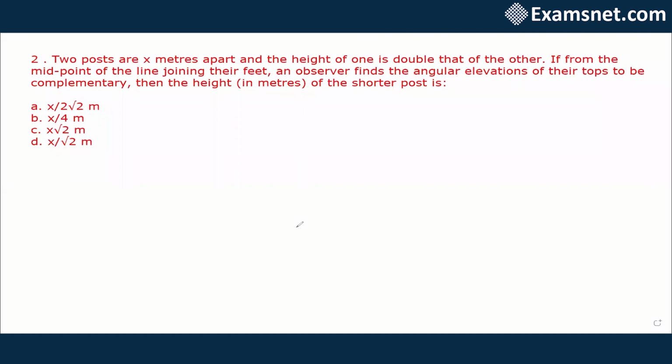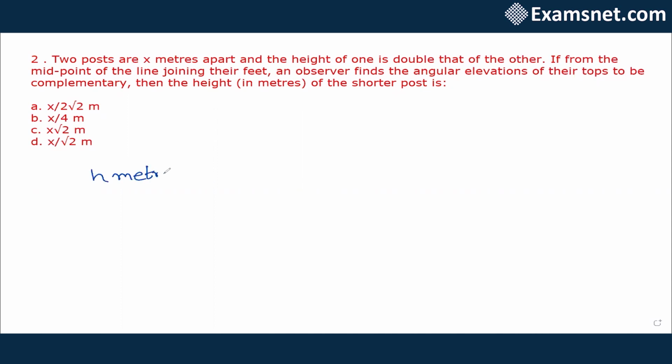Let's start solving question number 2. Two posts are x meters apart and the height of one is double that of the other. If from the midpoint of the line joining their feet an observer finds the angular elevations of their tops to be complementary, then the height of the shorter post is. Okay, so let's start solving by assuming that the height of the shorter post be, say, h meter.